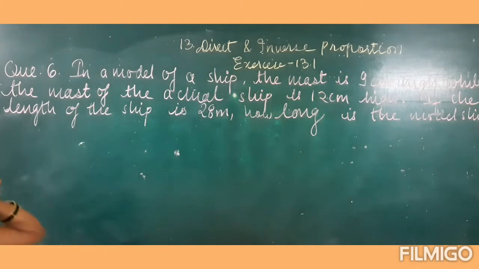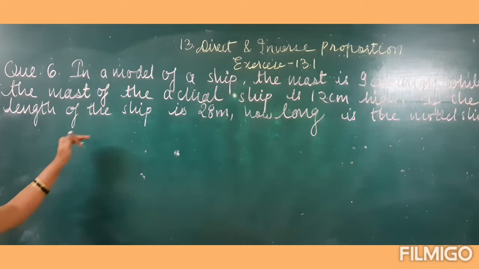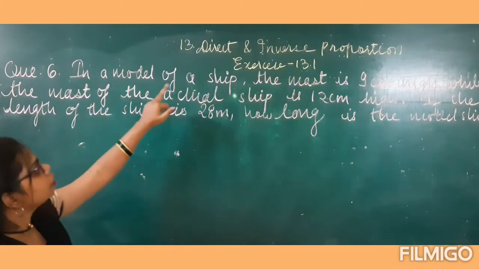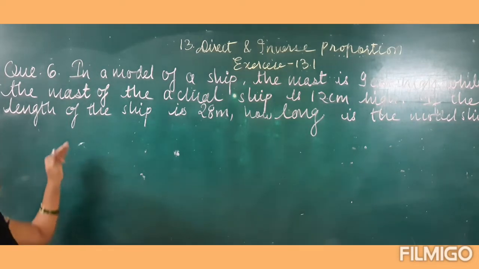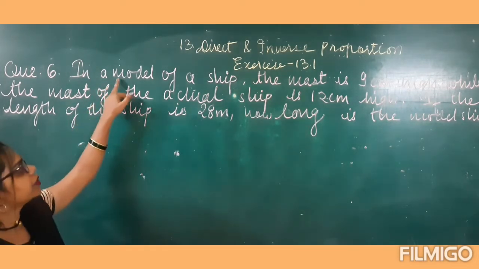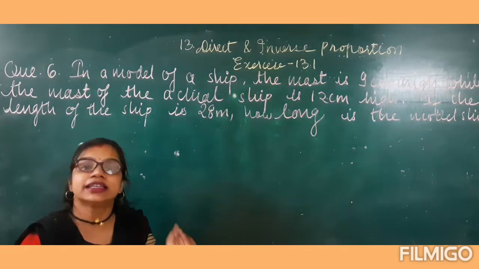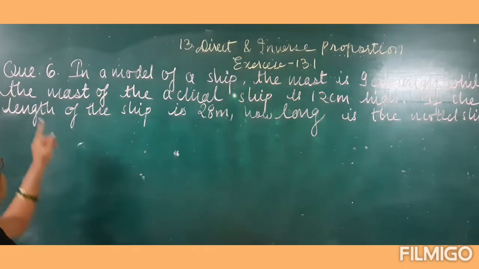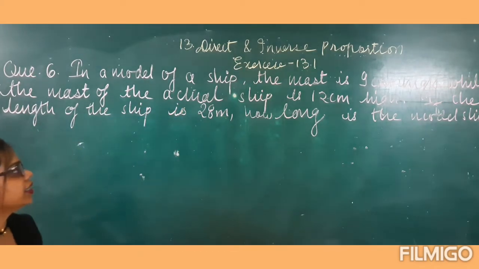Today we will start exercise 13.1 question number 6. In this question it is saying, in a model of a ship the mast is 9 centimeter high. Here they are preparing a model of a ship and the mast in the ship is how much? 9 centimeter high, while the mast of the actual ship is 12 centimeter high.